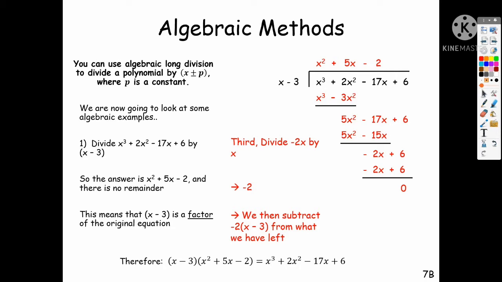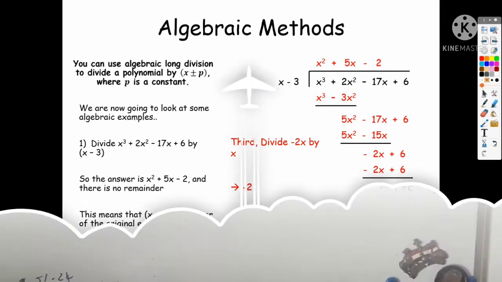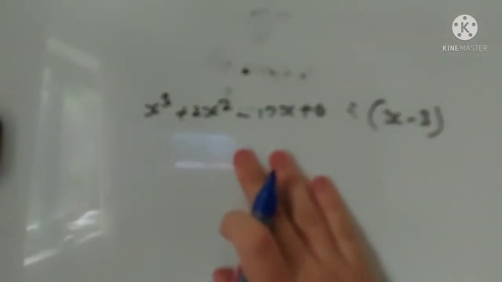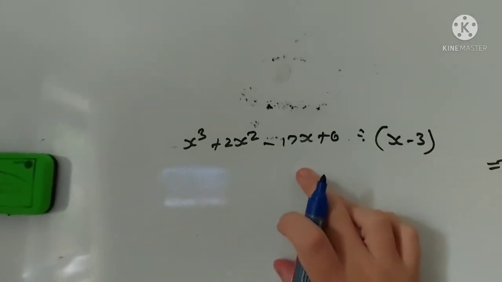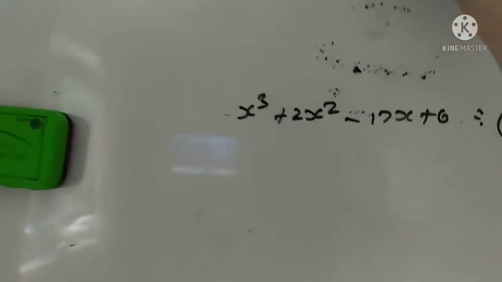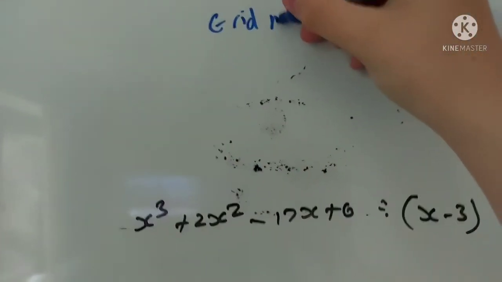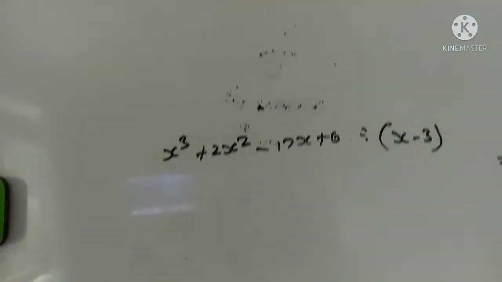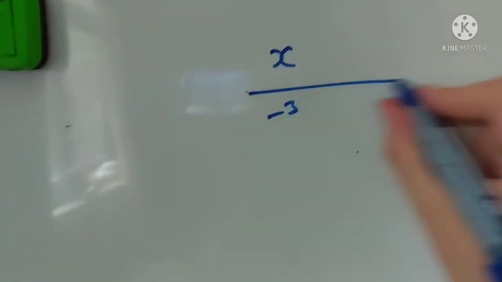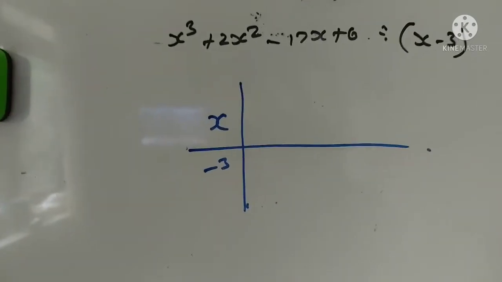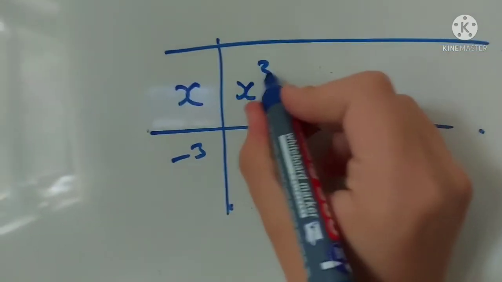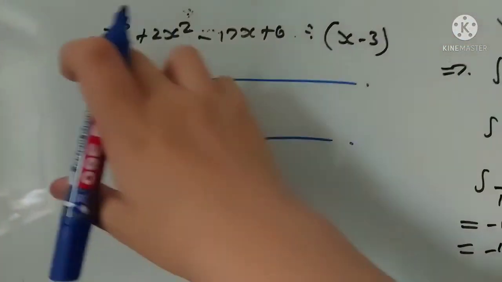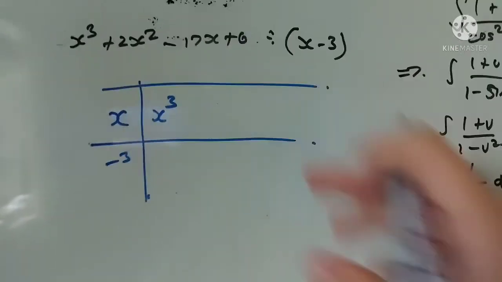I'm going to do this using the grid method. So I'll see you when you get back from that. Okay, so this is the question. X cubed plus 2x squared minus 17x plus 6 divided by x minus 3. And we want to do this using the grid method, which is essentially a reverse multiplication grid. So what I'm going to do is stick x minus 3 down the side, like so. And what I want will appear at the top, and what I've got is going to appear in the middle bit, like a multiplication grid.